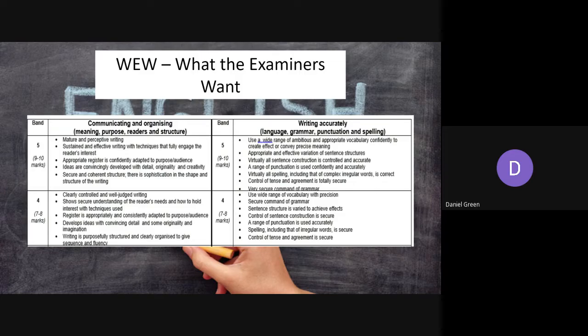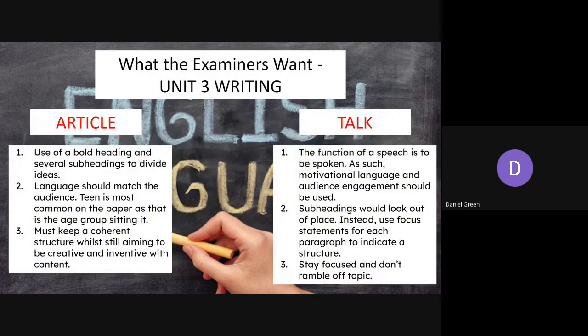Ideas are convincingly developed, and as you can see, this is pretty much an identical mark scheme to the one you did for Unit 2. The only difference is that they are both at equal weighting. That means your writing accurately is even more important than it was in the last paper. Make sure that you are writing as accurately as possible and you're being as adventurous with your vocabulary. So, the 2 types that they're asking you to talk about, what they want. I've just sort of broken them down here to say the differences between the 2 of them. Articles, you'll want to use a bold heading and several subheadings to divide your ideas.